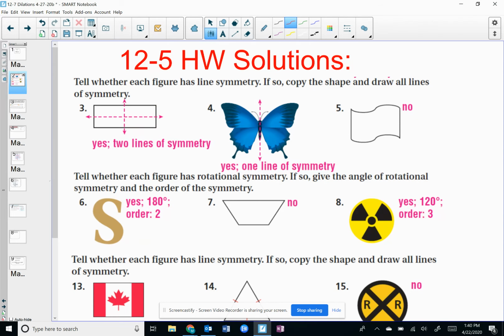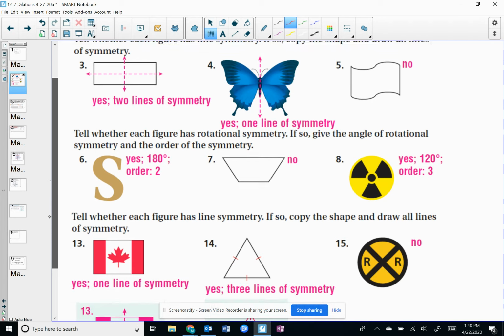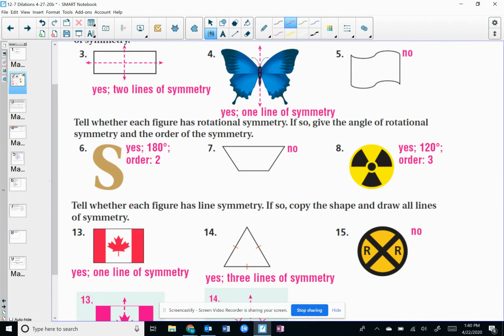All right, so for number 6, yes, and the order was 2, and that means the angle of rotational symmetry would have been 180. For number 7, no rotational symmetry. If you were to rotate this 90, nope. 180 to be upside down, 270, nope, and then back to 360. So no rotational symmetry for 7.